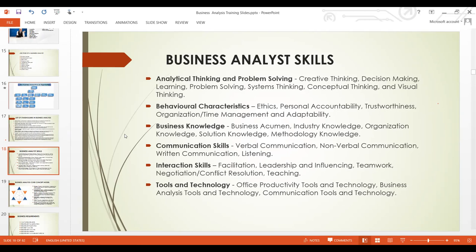Methodology knowledge. You need to understand methodologies for solving problems as a business analyst, like agile methodology, Six Sigma, Lean methodology, waterfall, and the rest of them. So you need to have good knowledge of all these, more especially commercial knowledge. That's why in this training, we are trying to provide some commercial knowledge that will help you kickstart your career. That's what this work experience or internship is all about, to provide you with this knowledge.